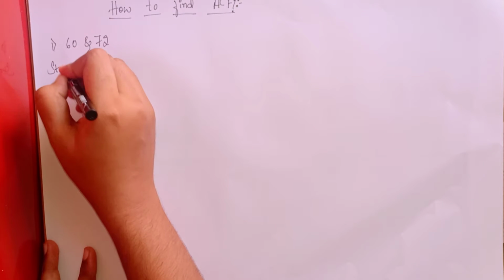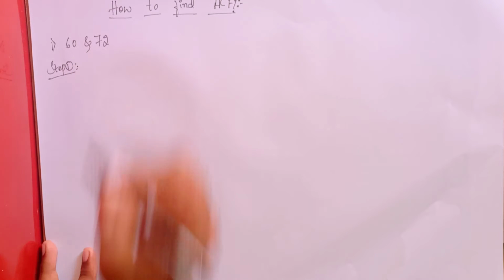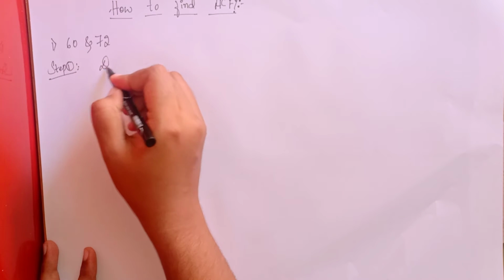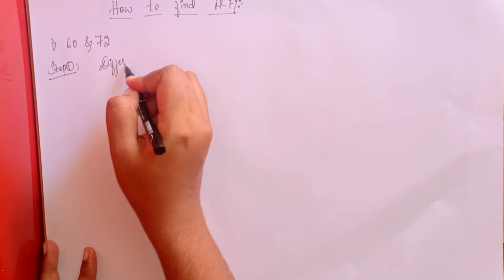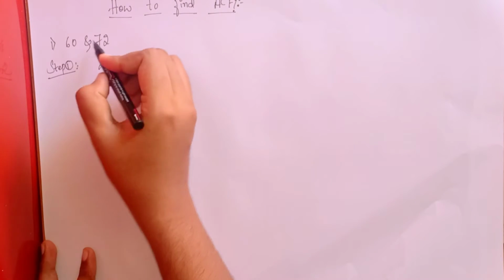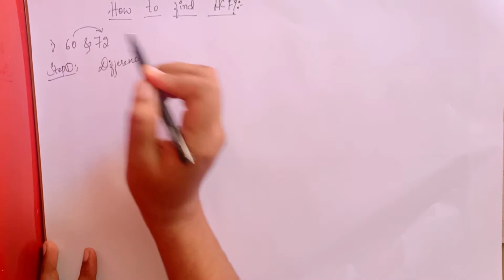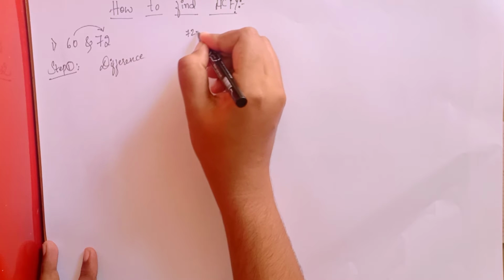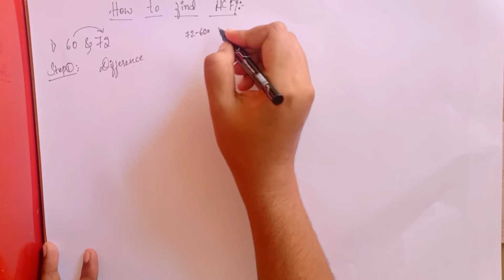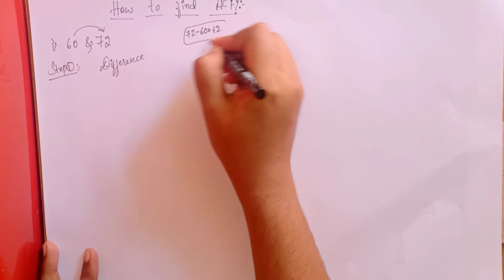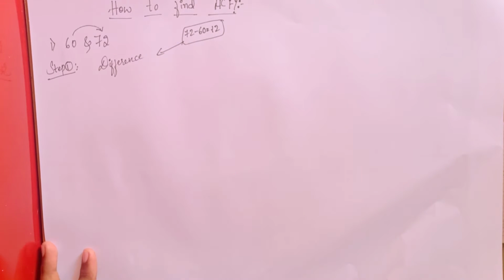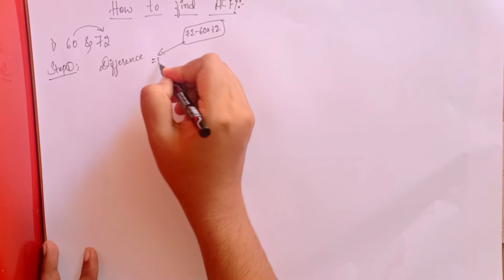Step 1, you need to find the difference between these two numbers. What is the difference? 72 minus 60 gives 12. So the difference is 12.